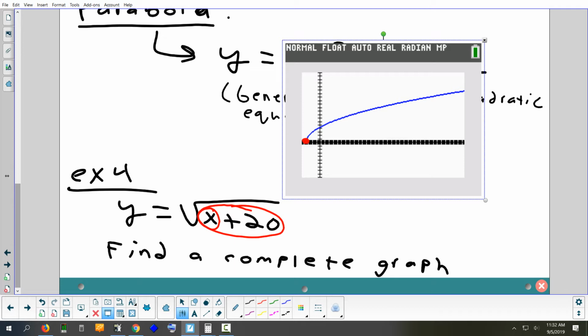Okay. It's going to keep going to the right forever. It's also going to keep going up forever. It looks like it might be getting flat, but it never really gets flat. It keeps going up slower and slower and slower. But that's what a square root function looks like.